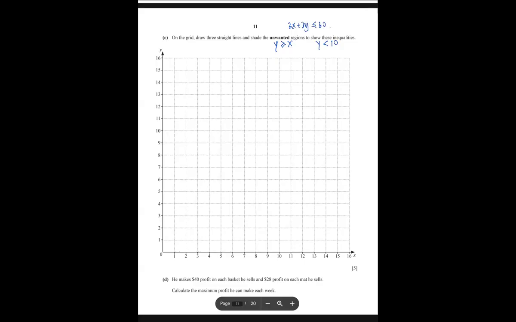Okay, I'm gonna sketch one by one first. I'm gonna sketch this one. y greater than x. Use a ruler. Greater than or equal to, we draw a solid line. Okay, and y equals x is a diagonal that looks like this. Okay, and we draw a solid line because it includes y greater than x.